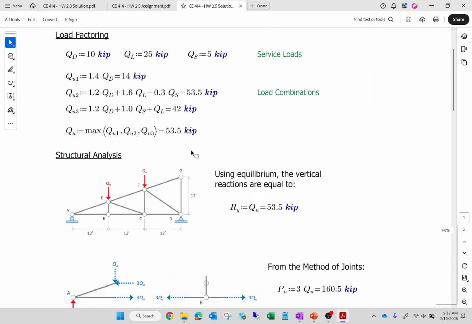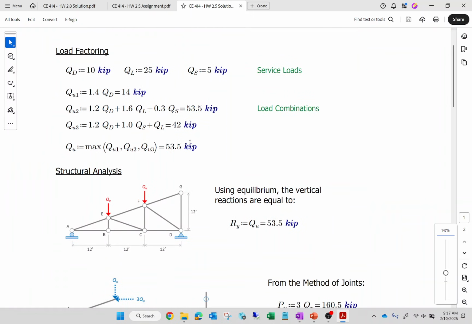Okay. So the first thing to do, whenever you deal with this problem, is factor the load. Both joints had the same load on them. So what I did was go through all three load combos and factor the load, okay? Now, this is Q, and everything's symmetric.